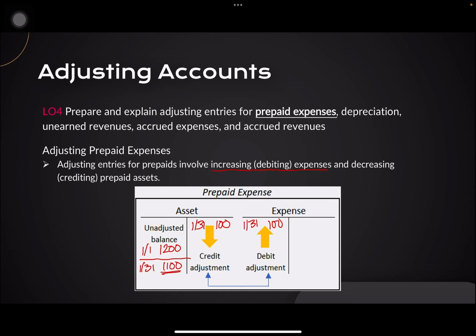So there are several questions that may arise from this. First question is, how much did the asset decrease? If that is the question, then the answer there would be $100.